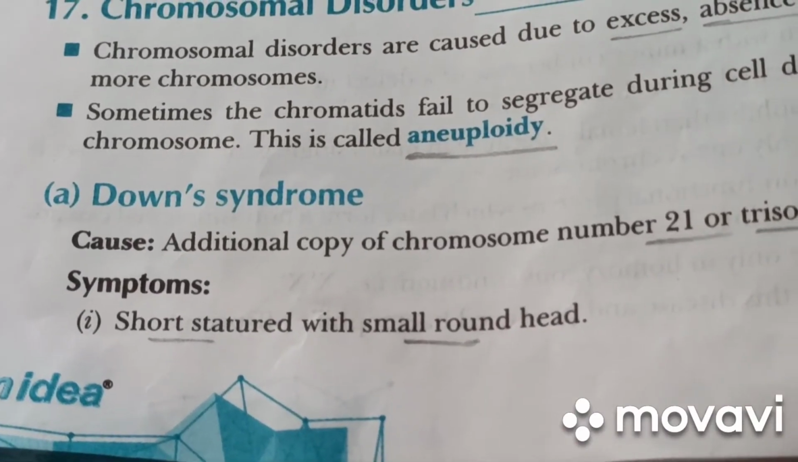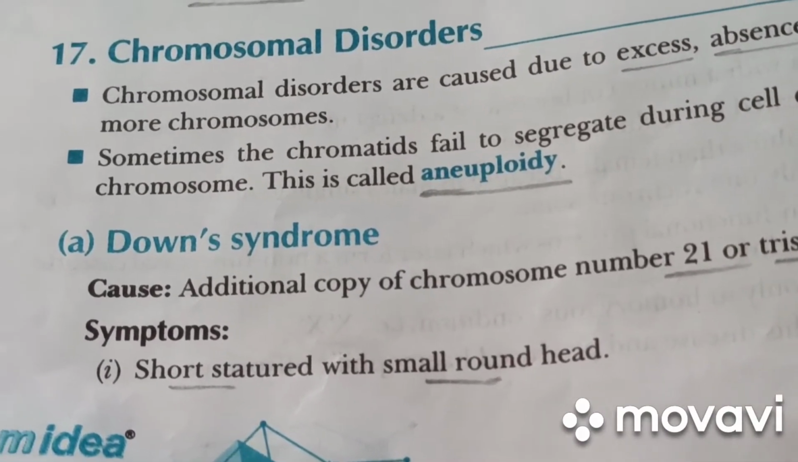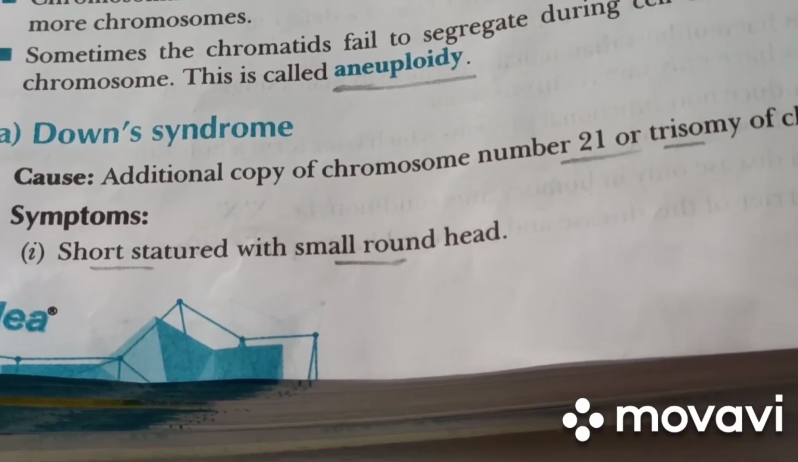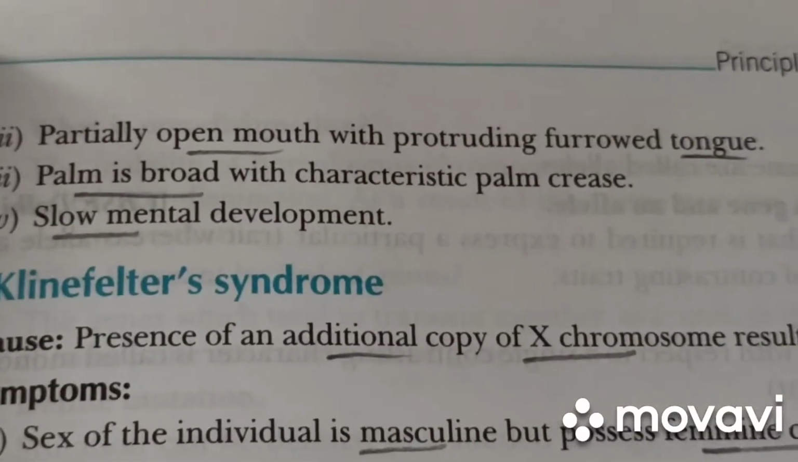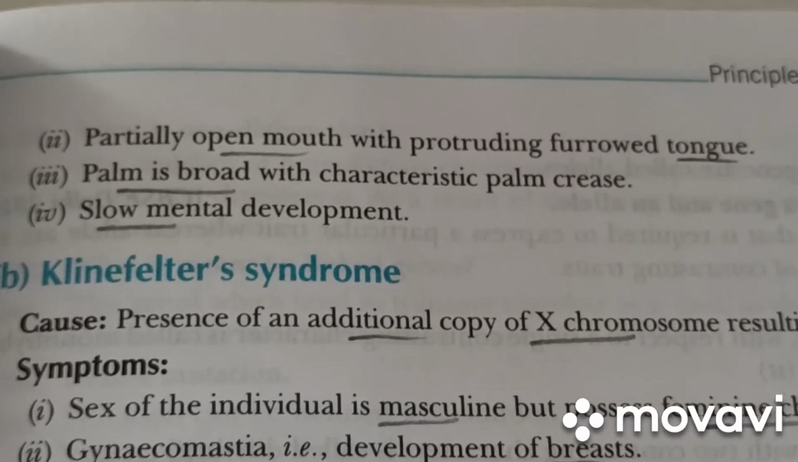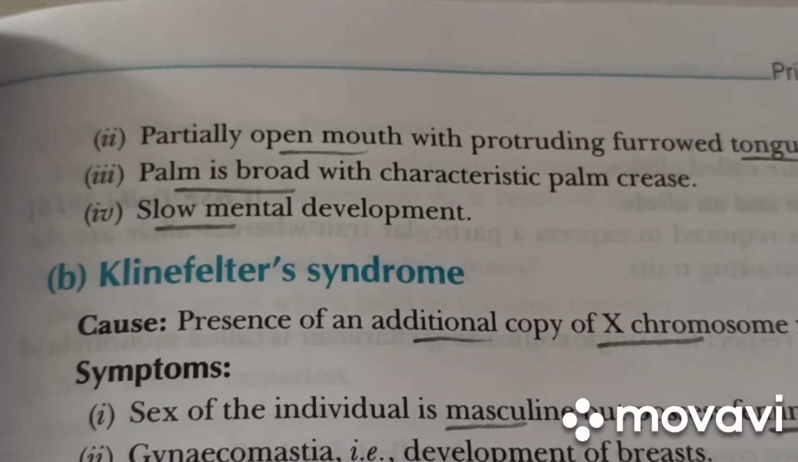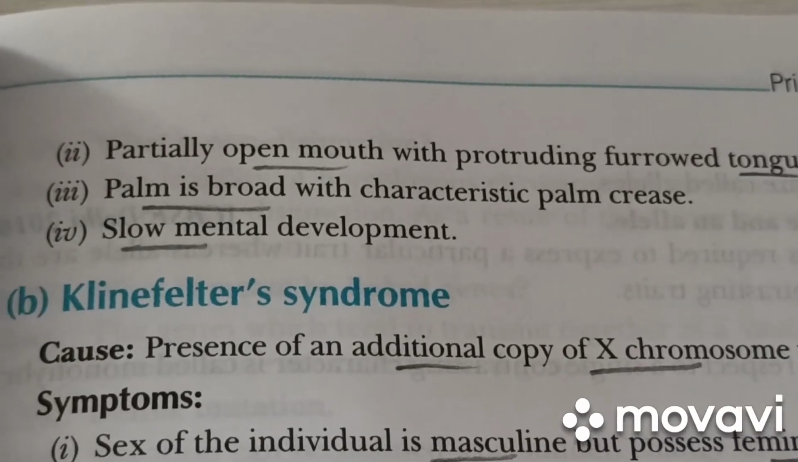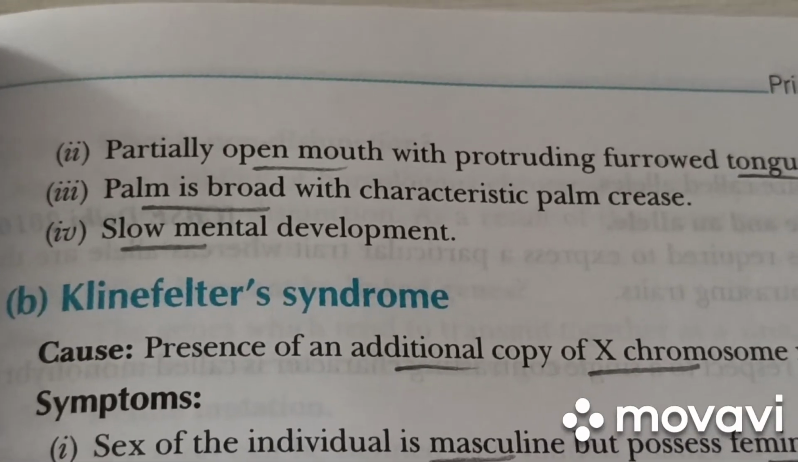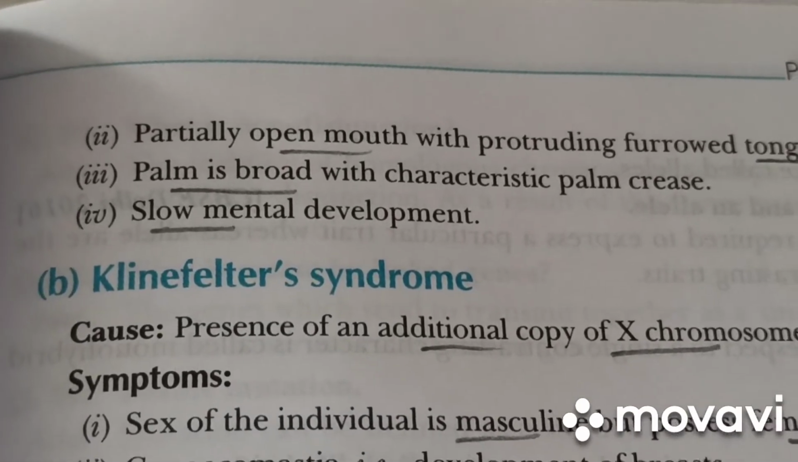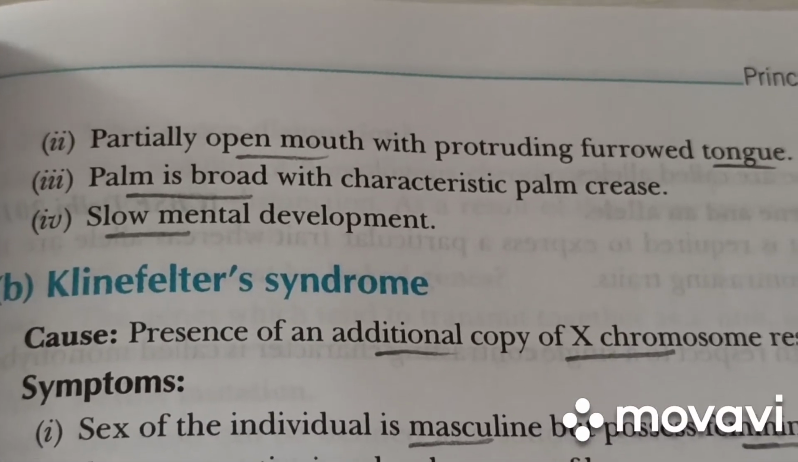Symptoms are short stature with a small round head. You would have seen that some children are like this, very short statured with a small round head. Second, you can see a partially open mouth with a protruding forward tongue. Always the mouth will be partially open with a protruding tongue. The next, palm is broad with a characteristic palm crease. Then slow mental development. These are the symptoms of Down syndrome.